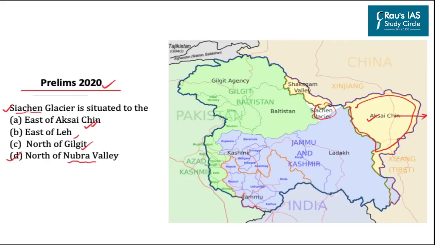Similarly, Leh is located over here. Again, it cannot be towards the eastern side of Leh. So options A and B could easily have been rejected in the examination hall itself. And we know that the region of Gilgit and Baltistan, which forms the part of Pakistan occupied Kashmir, is the northernmost region of India. And anything north of that would form the part of Afghanistan or China and not India. And so it cannot be in the north of Gilgit.